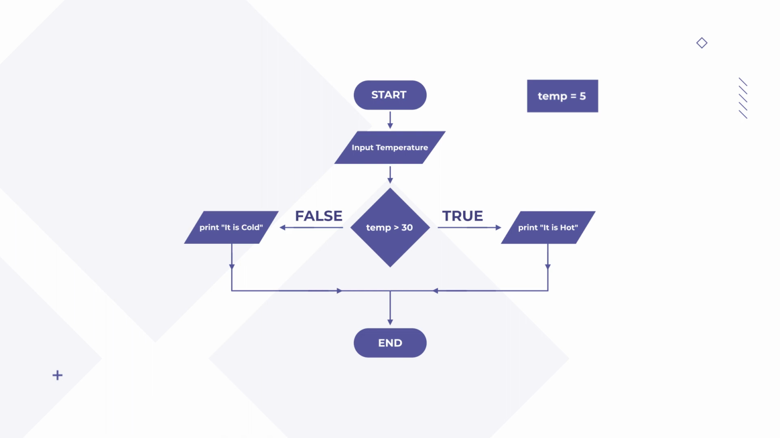So for example, the user has entered 5. Now it will check the condition. Is the value of temp greater than 30? It will pick up the value of temp, which is 5, and it will compare 5 with 30. So is this condition true? No, it is not true. It is false. So in this flow chart, we have told him that if the condition is false, go to that direction. It will come here, execute this line and print cold on the screen and it will go towards the end.